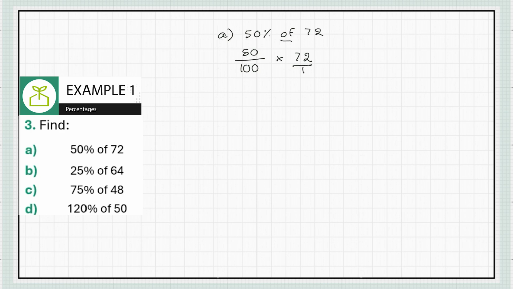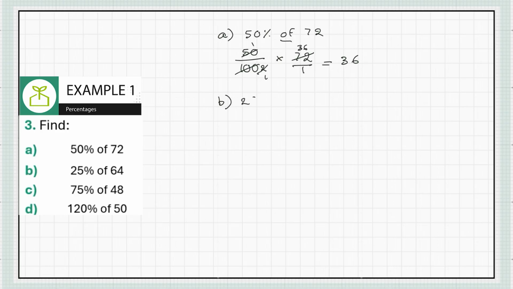Right, first up, let's simplify our fraction into a simplified version. So if I divide the top by 50, I will get 1, and the bottom by 50, I will get 2. Now, I can also look to cancel diagonally between the 2 and the 72. I'll divide the 2 by 2 and I'll get 1, and I'll divide the 72 by 2 and I will get 36. So this is actually just equal to 36. 50% of 72 is half of it, and half of 72 is 36.